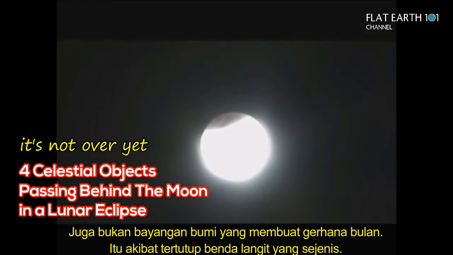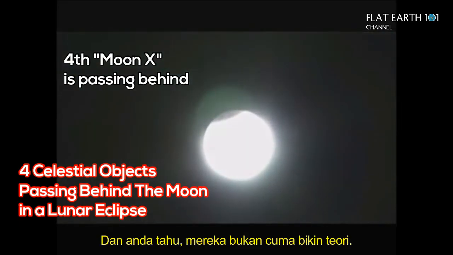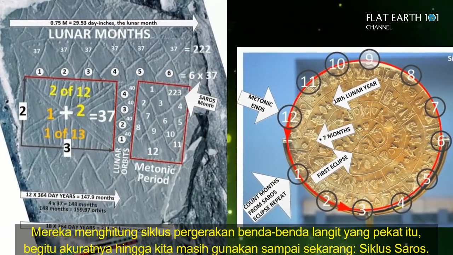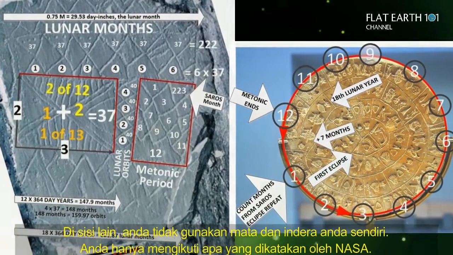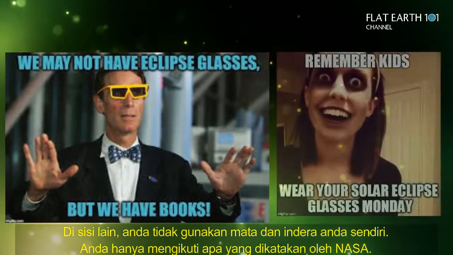And it's not the Earth's shadow that eclipsed the moon either. It's a similar dark sky object. And you know what? They didn't just make theories. They calculated the cycle of these dark objects so accurately that we still use it today, the solar cycle. On the other hand, you don't use your own eyes and your own senses. You just follow what NASA told you.